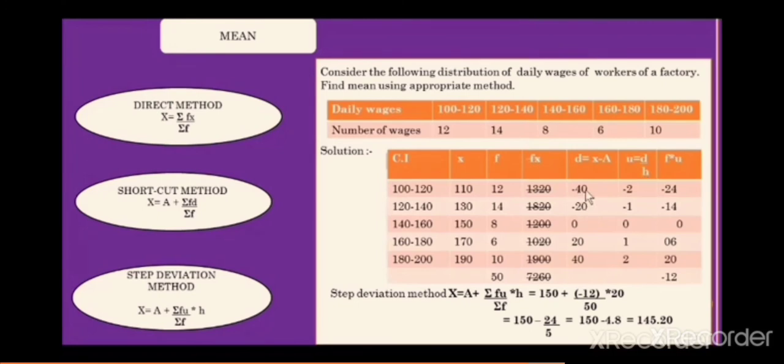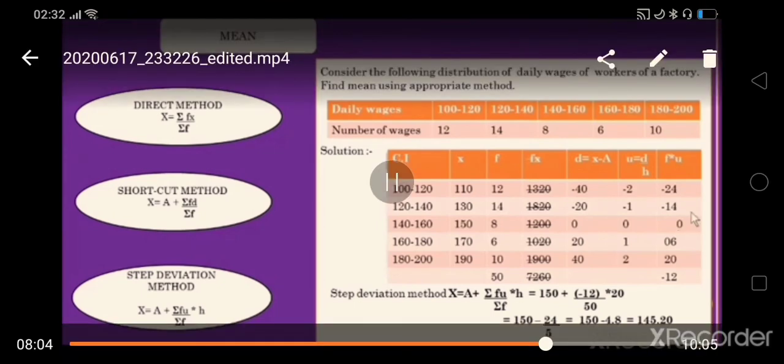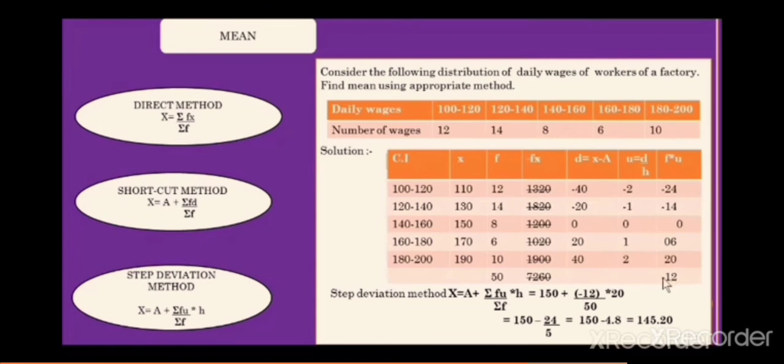Now how are we going to get ui? We divide by h, which is 20: minus 40 by 20, minus 20 by 20, 0 by 20, 20 by 20, 40 by 20, and you got minus 2, minus 1, 0, 1, 2. Okay, now multiply f into u. 12 times minus 2 is minus 24, 14 times minus 1 is minus 14, 8 zeros are 0, 6 ones are 6, and 10 twos are 20. Add positive numbers, which is 26, and add negative numbers, minus 24 minus 14 is minus 38. Then minus 38 plus 26 gives minus 12, since the larger is negative.